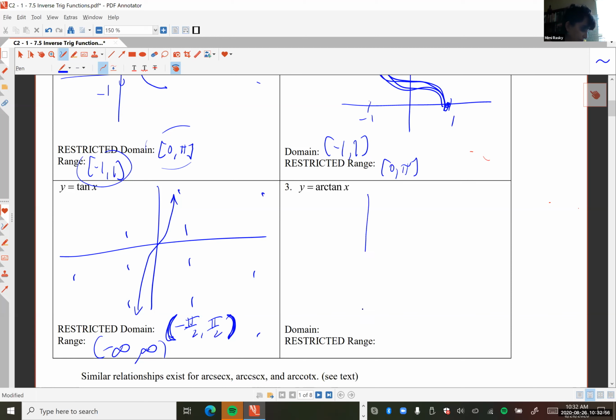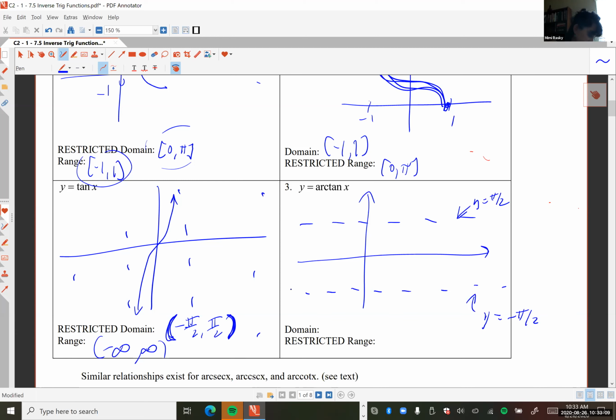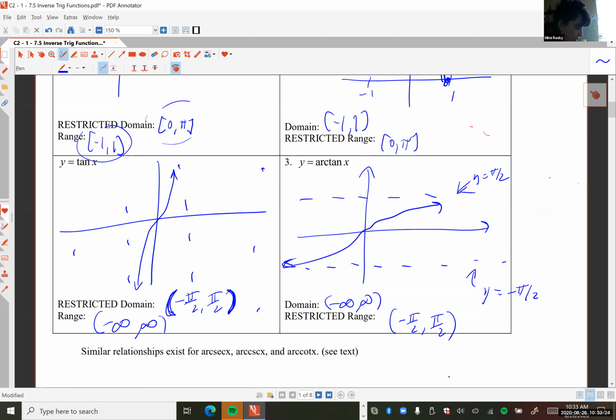So arctan has two horizontal asymptotes, one located at y equals positive pi halves and the other at y equals negative pi halves. His domain is all reals, and his range only lies between negative pi halves and positive pi halves. You have similar relationships for arcsecant, arccosecant, and arccotangent. Go read the book.